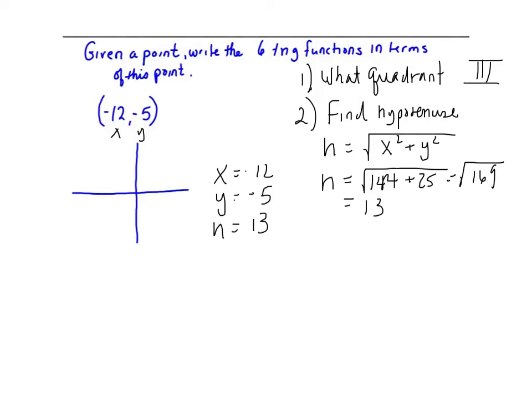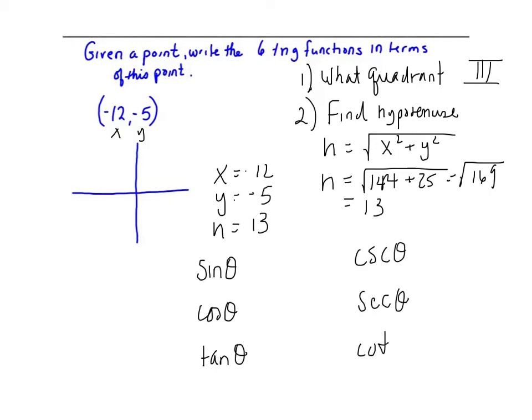Okay, so then write the 6 ratios. So I have sine theta, cosine theta, tangent, cosecant, secant, and cotangent. All right. So I know that sine then is going to be y over h, so negative 5 over 13. The cosine is going to be x over h, which is negative 12 over 13. And the tangent is going to be 5 over 12, positive, because it's in the third quadrant.